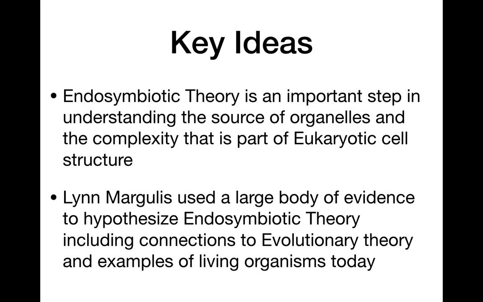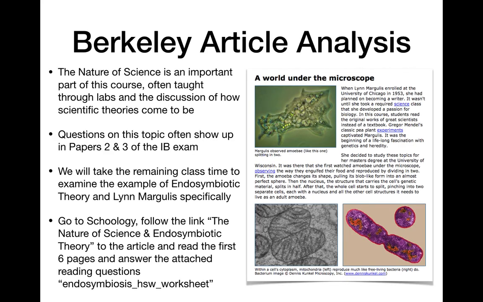Read them over. Any questions, good time to ask a classmate, ask your teacher. And the last thing we're going to do to help review this concept is there's a Berkeley article on the nature of science. The nature of science is a really important idea of how science works. Part of this course, we learn about different people's experiments, like Pasteur, like Miller-Urey, and they show up oftentimes in paper 2 and paper 3 questions of the IB exam. So on school, there's a link called The Nature of Science and Endosymbiotic Theory. Read the article there, the first 6 pages only, and answer the worksheet called Endosymbiosis HSW worksheet. Okay, it's just good practice working through that kind of idea and how science builds knowledge over time.